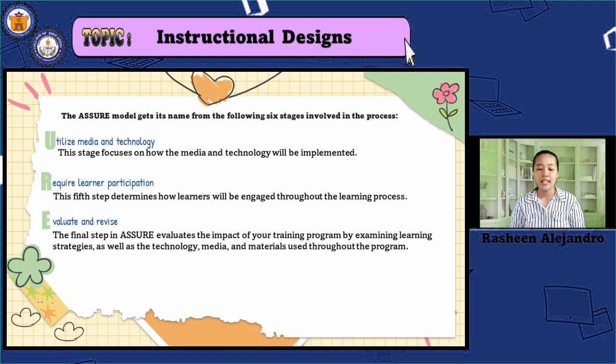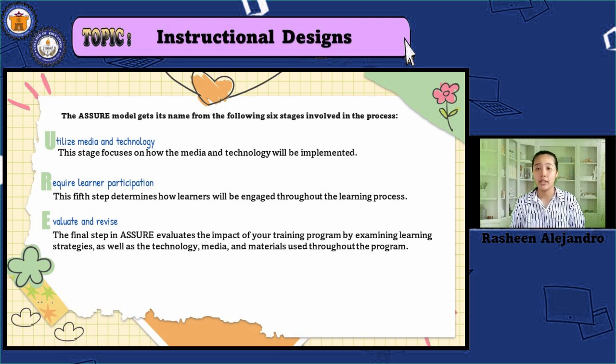And last, letter E. Evaluate and revise. This is the final stage in the ASSURE model that evaluates the impact of your training program by examining learning strategies, as well as the technology, media, and materials used throughout the program. The evaluation stage determines whether the learning objectives are met, and if the choice of technology and media are effective or successful.